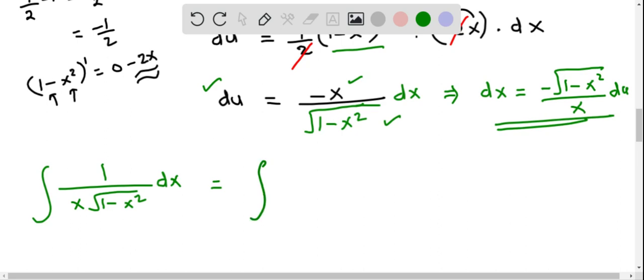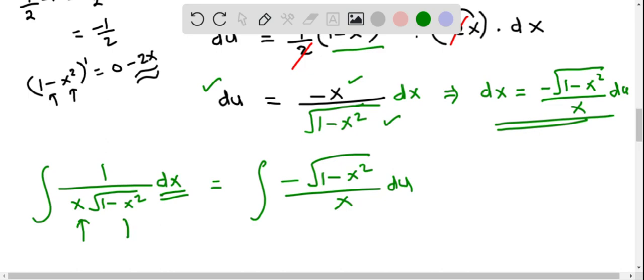So therefore this becomes the integral of negative of the square root of 1 minus x squared over x and then du, and we have just replaced for dx, so we will replace for x as well as this square root of 1 minus x squared.